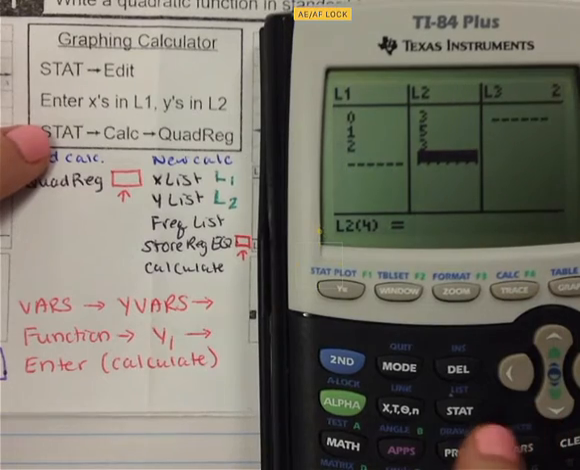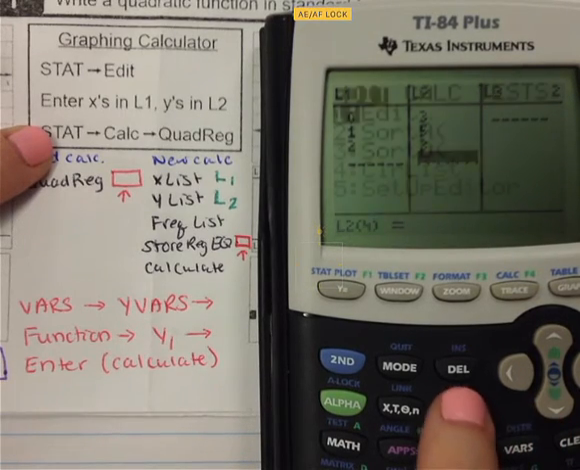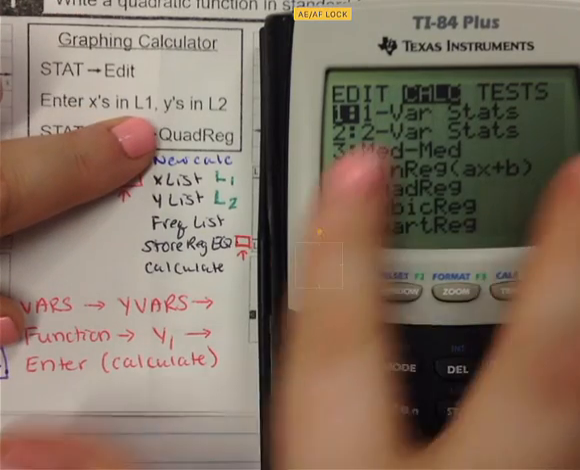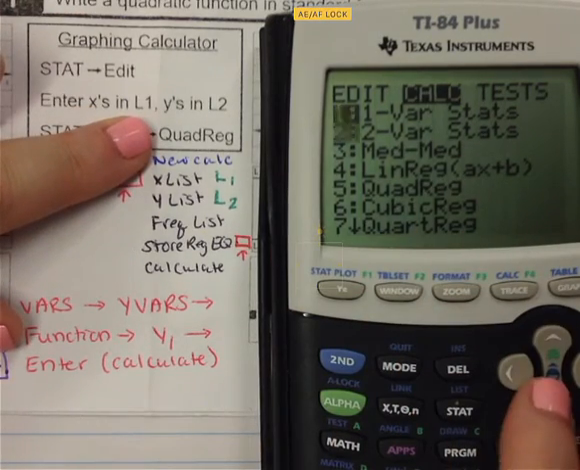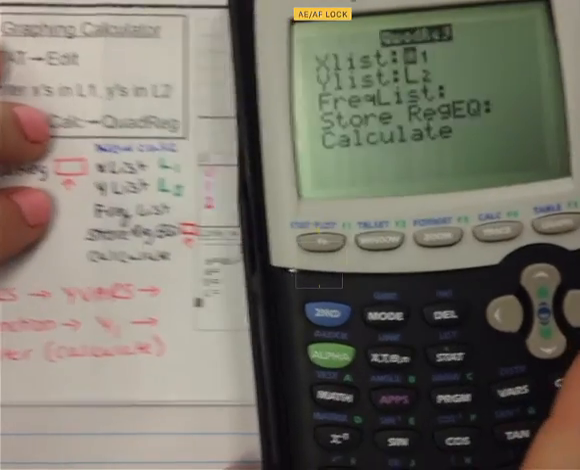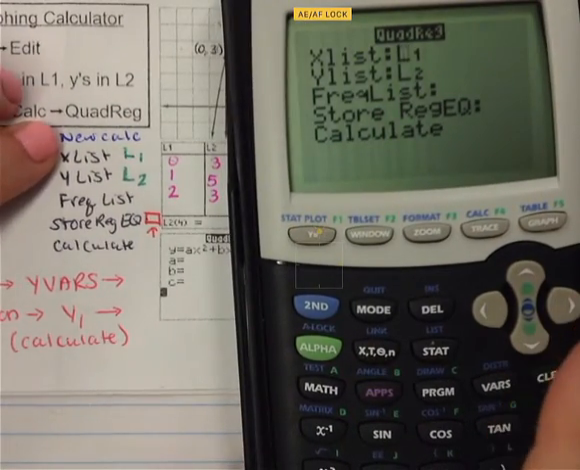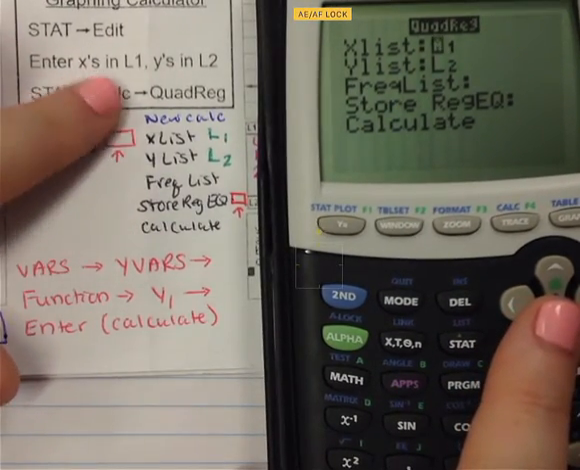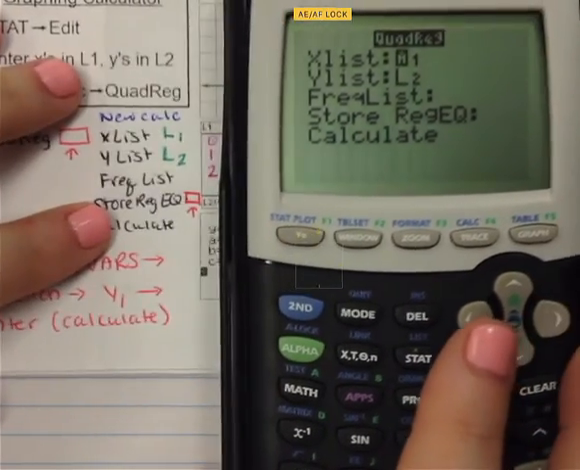I'm going to press stat again, the stat button. I'm going to go over to calc. And again, I want to do quadratic. So my calculator has looked the same for all of these so far. I'm going to go down to quadratic and press enter on it. Now, here is where it deviates from the last type. Now, instead of it just saying quadratic, we have this entire list of things.